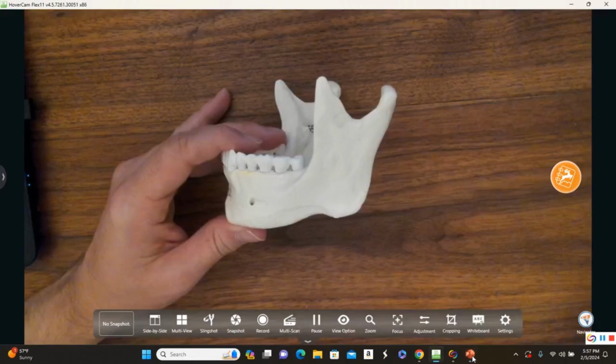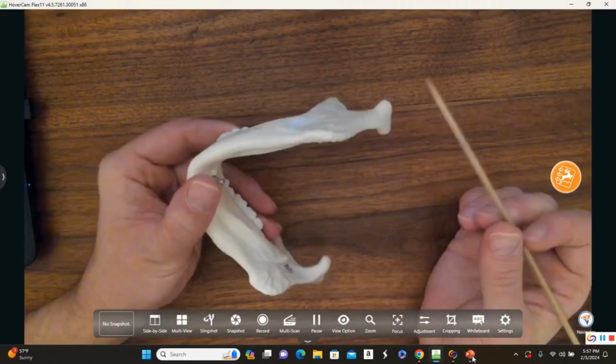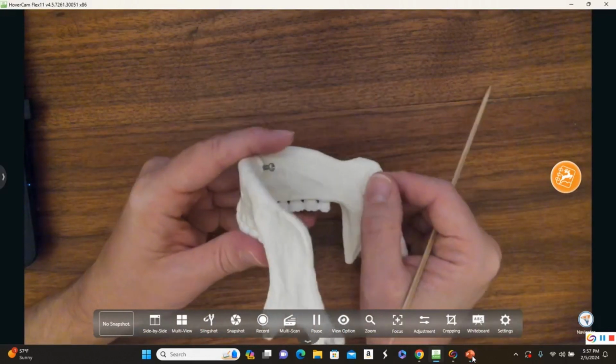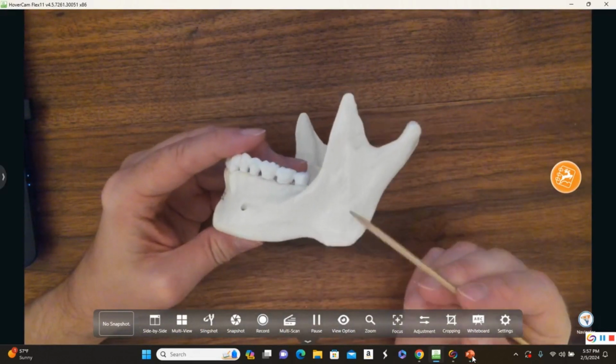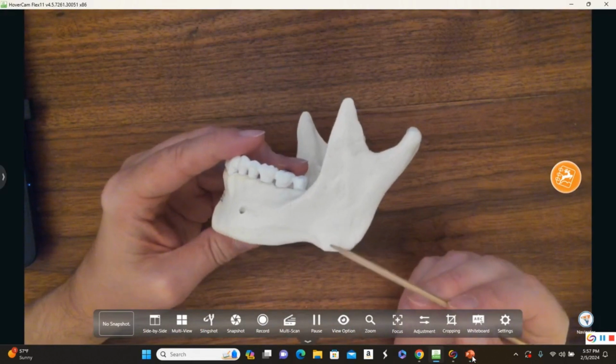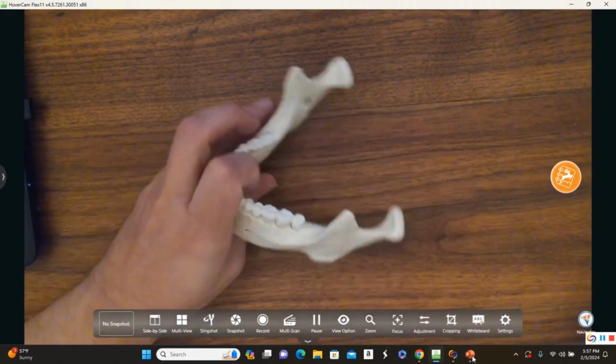Then we have the ramus. A ramus is an extension of a bone that forms an angle with that bone. Look how this is called an extension. This is the ramus. The ramus is an extension of a bone that causes an angle with that bone.